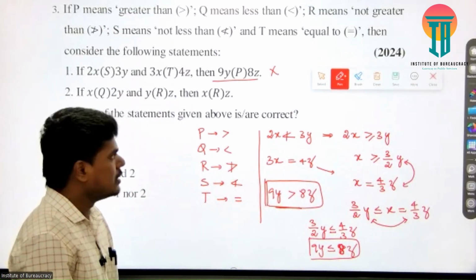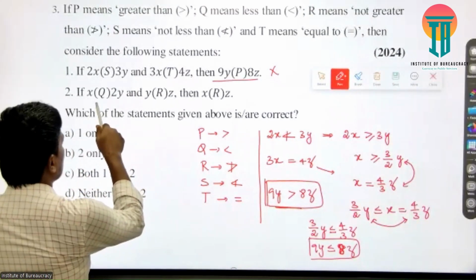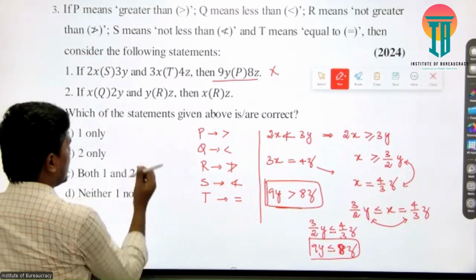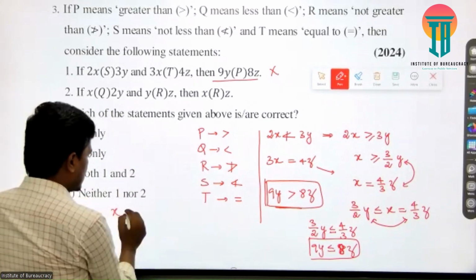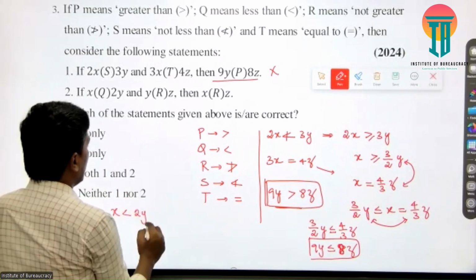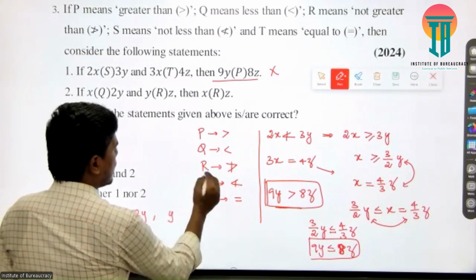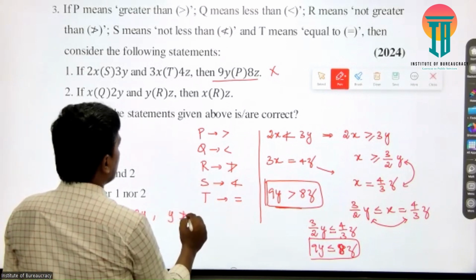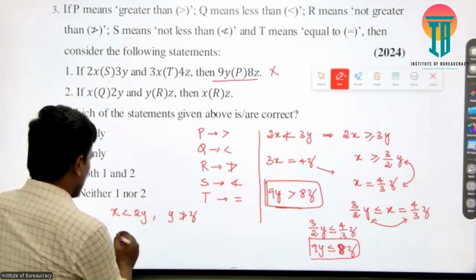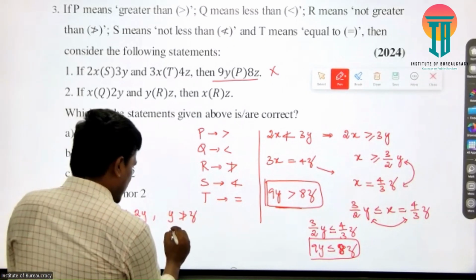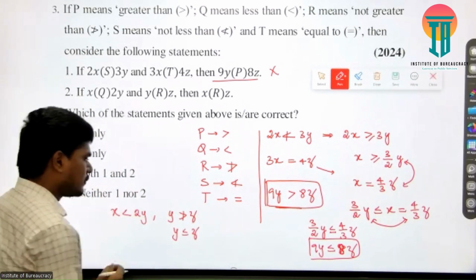Is that understood? Now the second statement; we are going to answer the second statement. What are they saying? x < 2y. What is the meaning of x < 2y? x is less than 2y, and y is not greater than z. Not greater than z. So y is less than or equal to z.